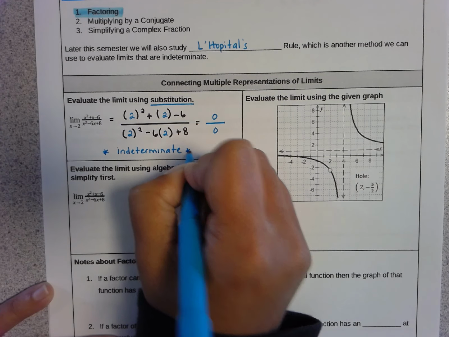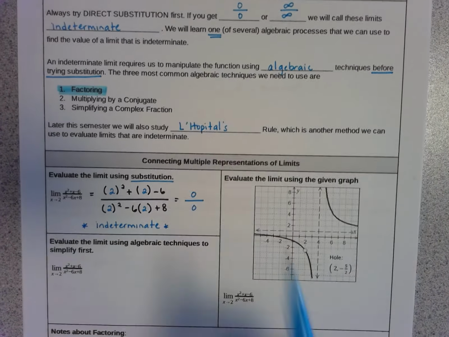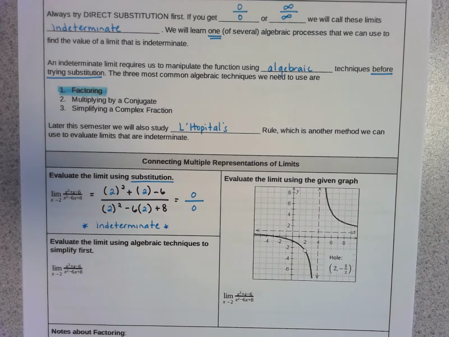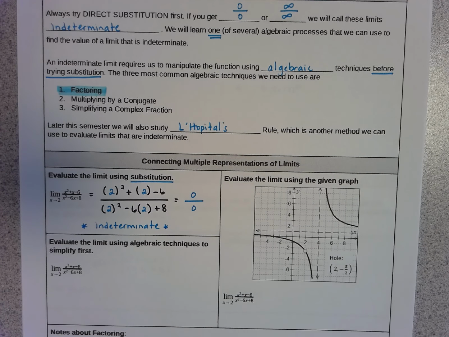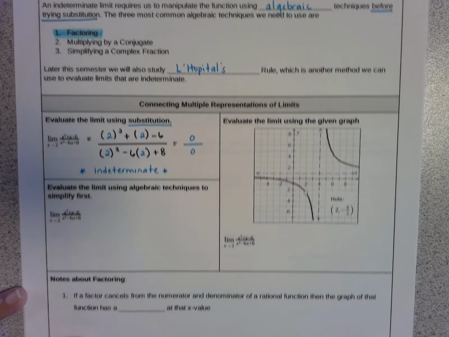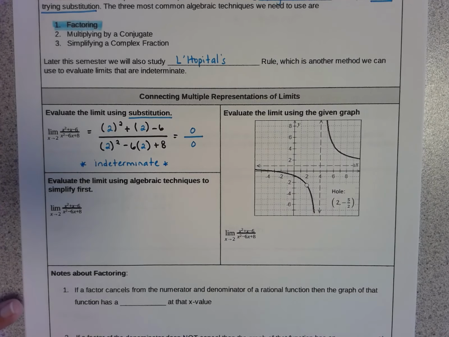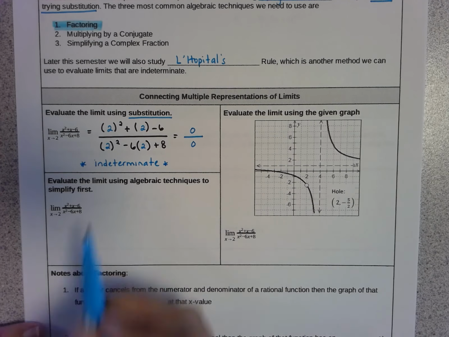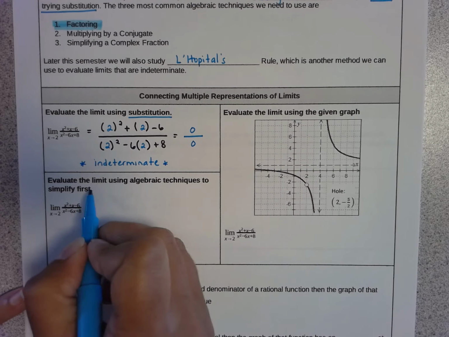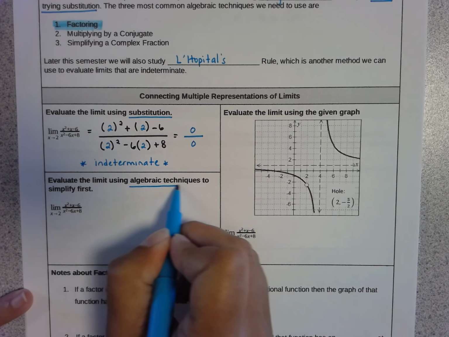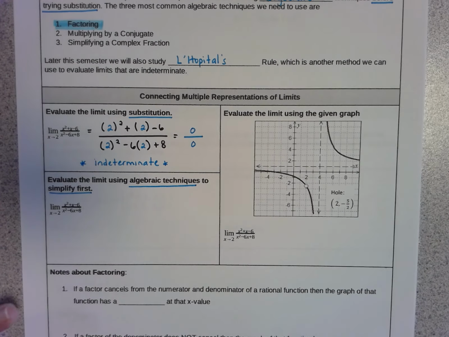And I know this because if your limit is ever 0 over 0 or infinity over infinity, we call that indeterminate. Now let's see how doing a little bit of algebra first can actually allow us to simplify this problem. So same limit, but this time we're going to evaluate it using algebraic techniques to simplify first.